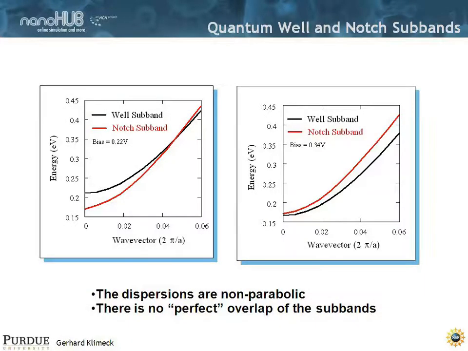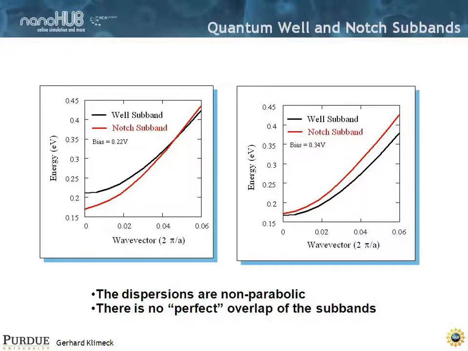Here's another way of looking at that. That's tracing the well subband and the notch. So the well is the central RTD and the notch is the emitter bound state. And they move up in momentum space differently for different voltages.